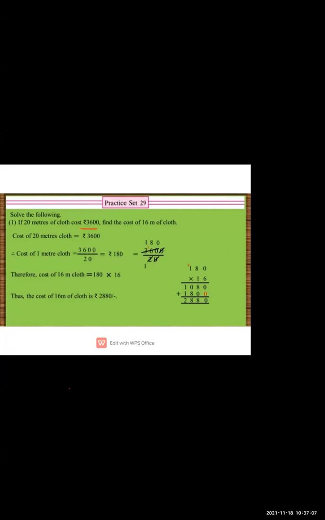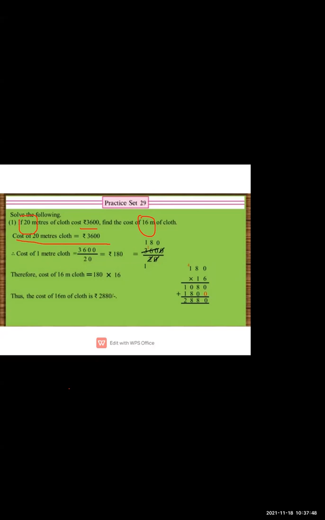3,600. Now what we have to find is the cost of 16 meters. So how will we find that? Let's see. First we will find the given. Always remember, given means whatever is in the question, which we write first in the solution. So first we will write the given: the cost of 20 meters is 3,600 rupees.